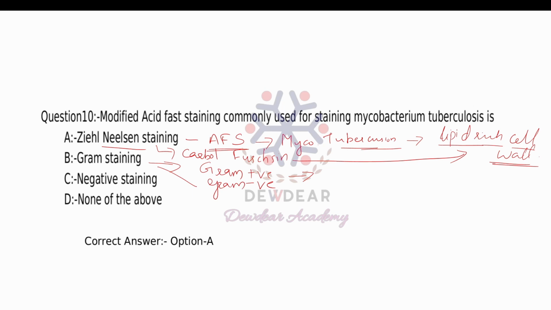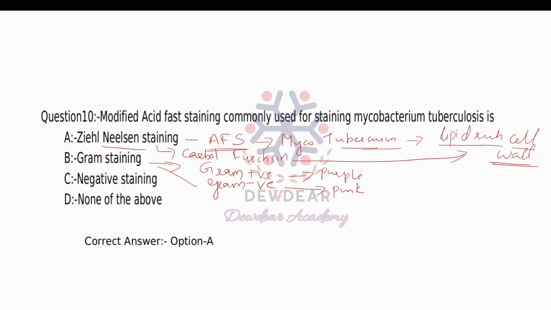So what happens in gram staining is that the gram positive bacteria retain a crystal violet iodine complex and become purple colored. The gram positive is purple colored, while gram negative are decolorized, and when we counter stain it, it becomes pink. So this is the procedure we use in gram staining.